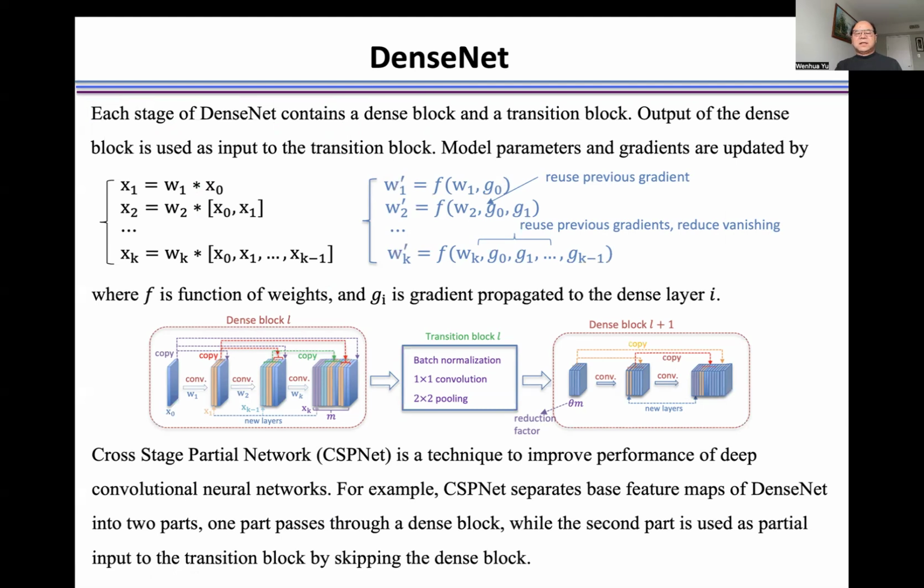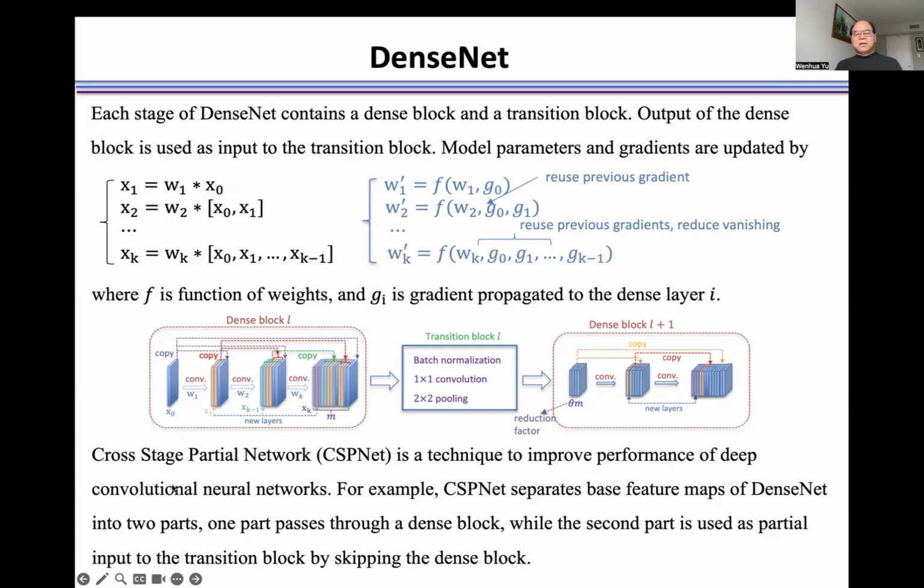Model parameters and gradients are updated by using two sets of equations. This is for feature update, and this is for gradient update that reuses the previous gradient. Where f is a function of weight and g_i is the gradient propagated to the dense layer i.